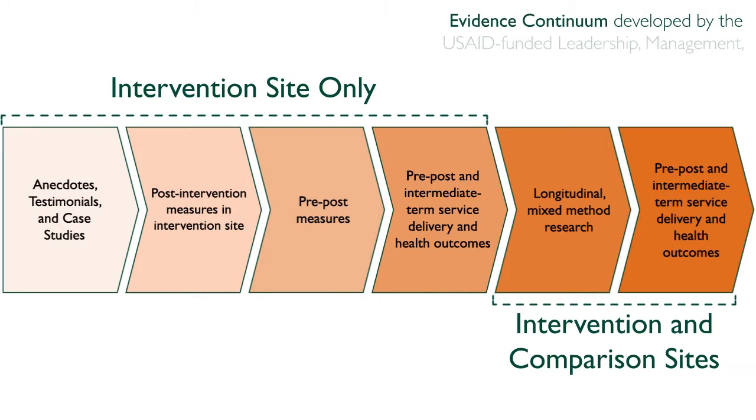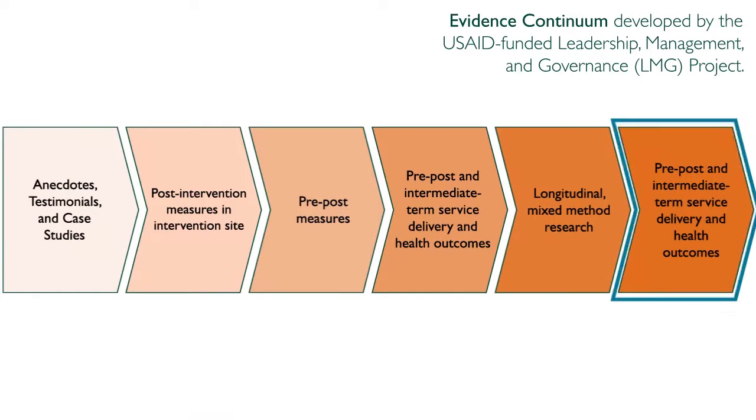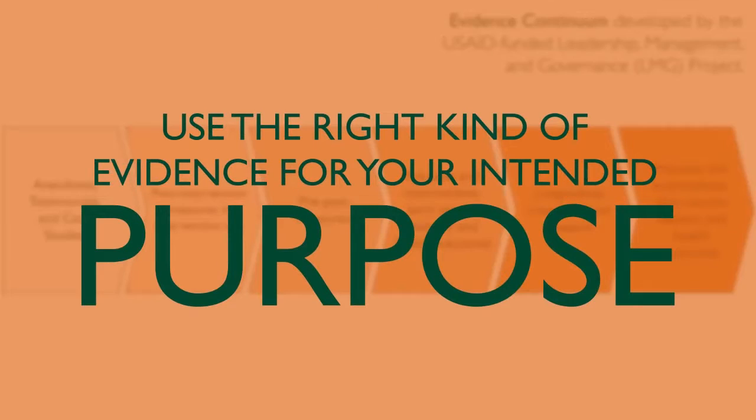Here's a continuum that we can use, which was developed by the M&E team on the Leadership, Management, and Governance project. On one side of the evidence continuum, we can draw from testimonials, stories, and individual case studies which tell us about how an intervention or program affected one person or an institution. On the other side of the spectrum, randomized controlled trials can help show attribution.